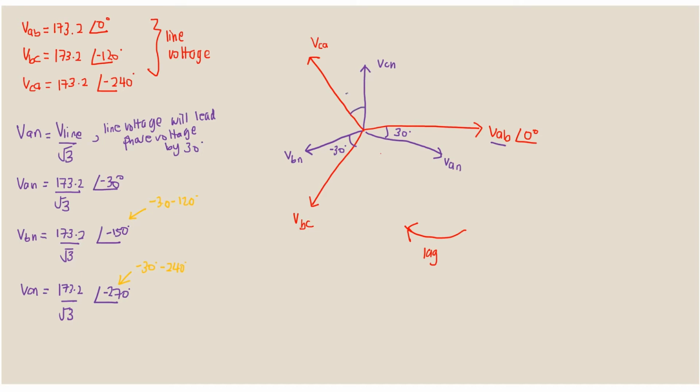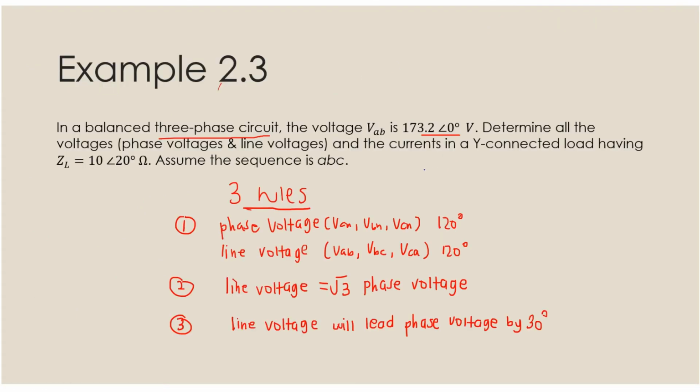And again, they are 30 degrees between each other. Between the line voltage and phase voltage is negative 30. Right, so now you have already drawn the phase diagram. Let's go back to the question. You have drawn the line voltage and phase voltage, done.